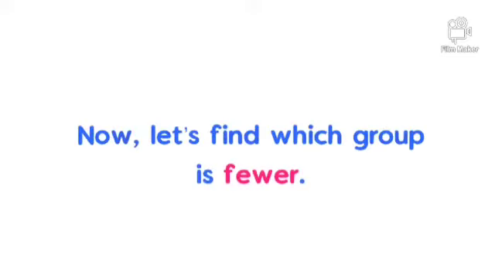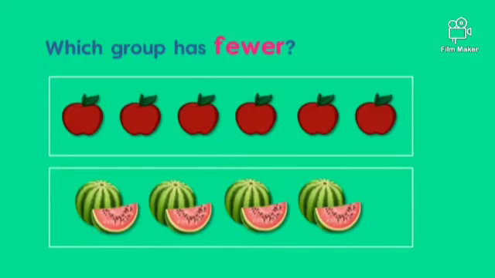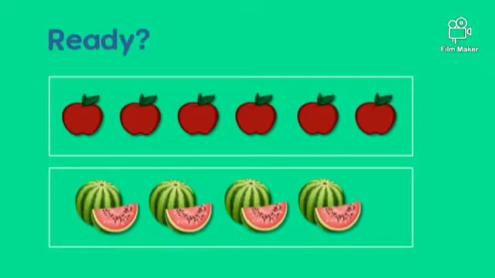Now let's find which group is having lesser objects or fewer. Which group has fewer or lesser objects? First group has 6 apples and second group has 4 watermelons. Count how many apples and watermelons are there and tell me the answer. Ready? Yes. Watermelons are less because there are only 4 and apples are more.